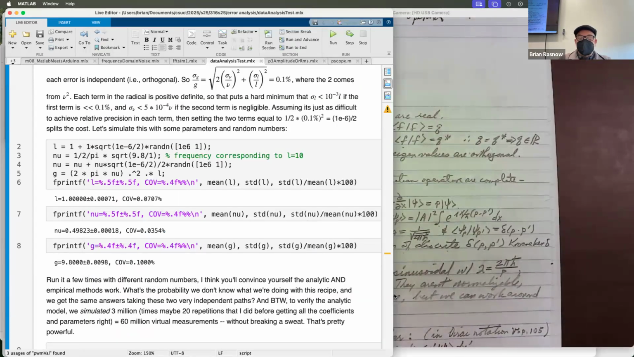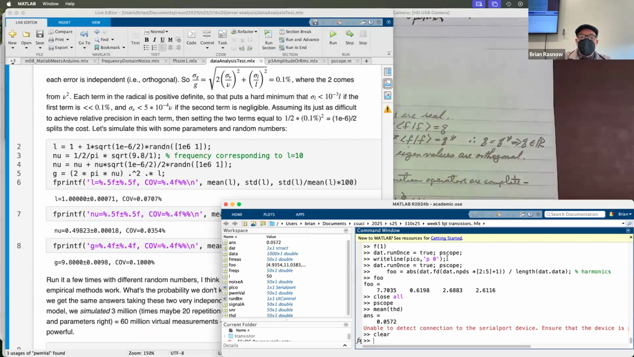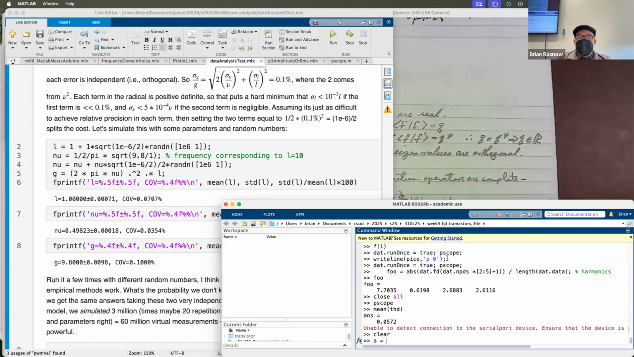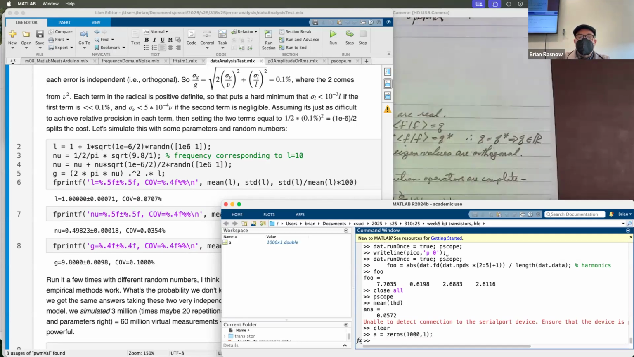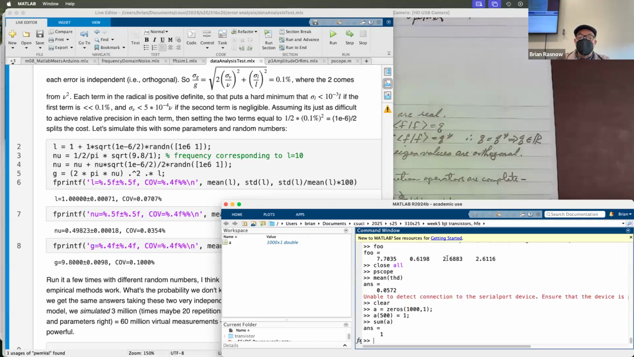Hey, I'm going to show you something that I think will blow your mind. All right, here, let me clear my workspace. A equals zeros, 1000 comma 1, and then set the 500th element equal to 1. Okay, how's that for a Dirac delta? Well, it has to be greater than one. Sum of A.